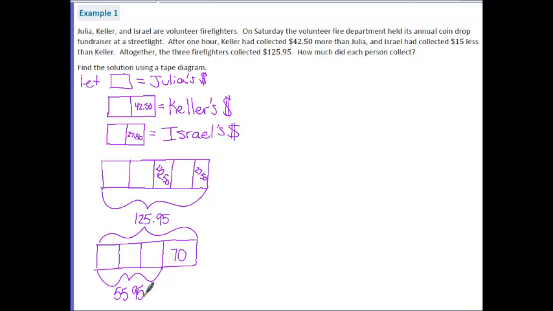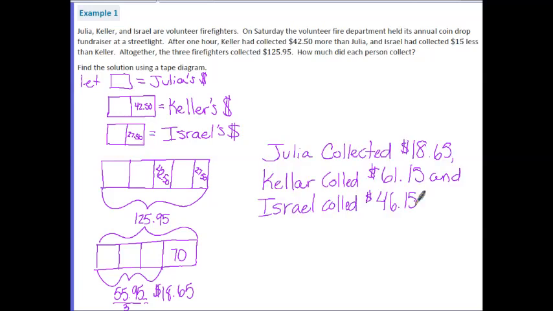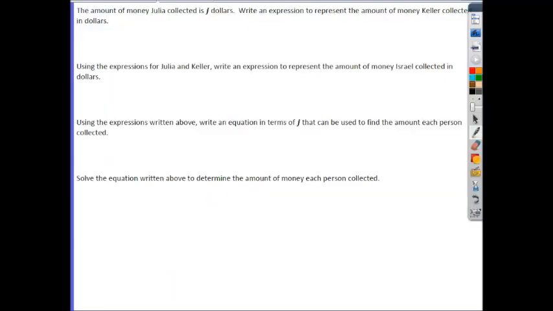So if each of these has the same value, we can divide it by 3, and that will give us the value for one unknown box, which is $18.65. So that tells us how much Julia collected, but we can plug that in to our numbers here and here. So this is $42.50 added on to $18.65, and for Israel, $27.50 is going to be added on to the $18.65. And we could really check our work by adding all three of these together to make sure that they equal $125.95. Let's take our problem and actually break it down.